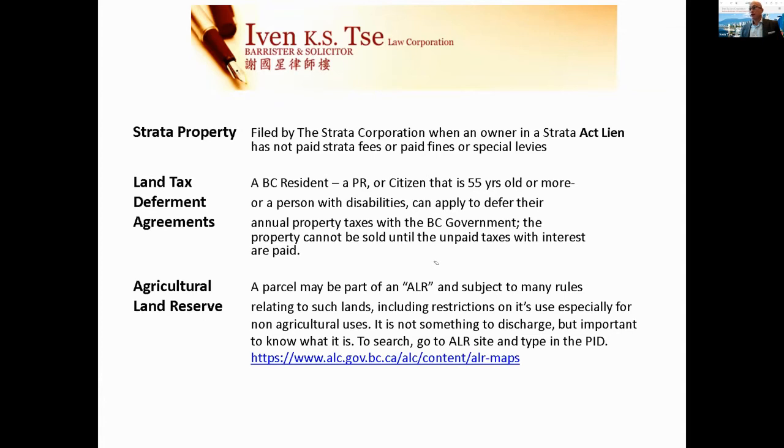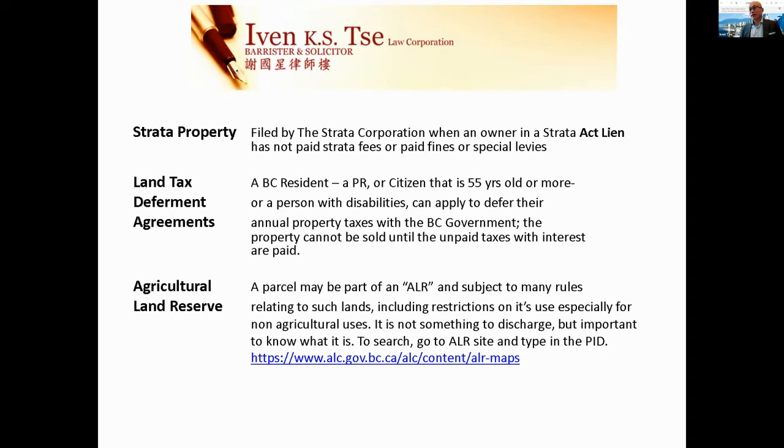And of course, for strata properties, it cannot be transferred until something called a Form F, a certificate of full payment, is issued. And they will not issue one of those until all the monies that are owed are paid. Okay. Then you might see these things called land tax deferment agreements. And these are all, of course, when you see the word tax, it's financial. No ifs and buts about it.